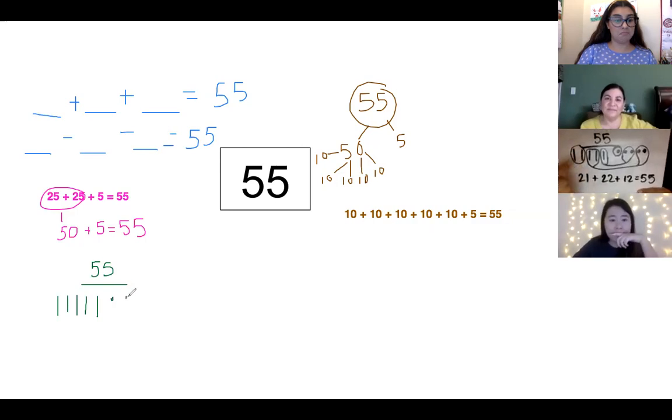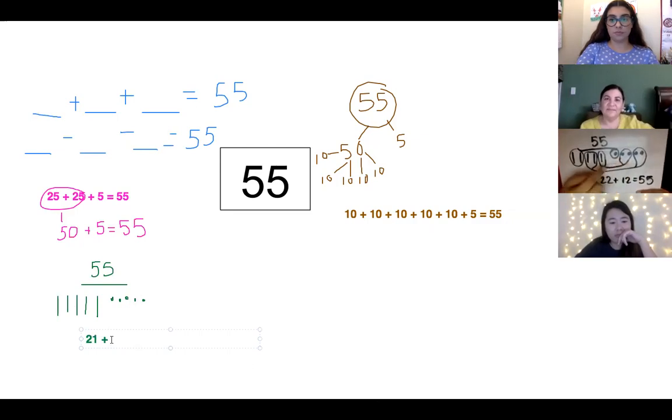So I circled these 2 tens and matched it with 1 one. So 2 tens and 1 one, that's going to give me 21. Then I matched these 2 tens together with these 2 ones, 2 tens and 2 ones, 22. And then I took the last 10 that was there and connected that with these last 2 that were left. 1 ten and 2 ones is 12.